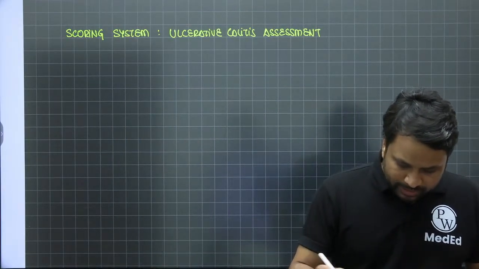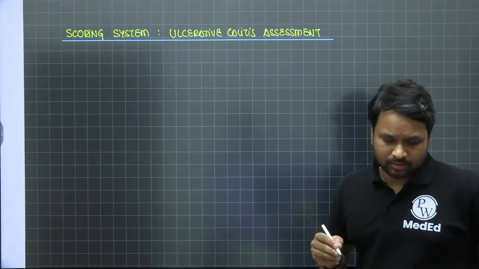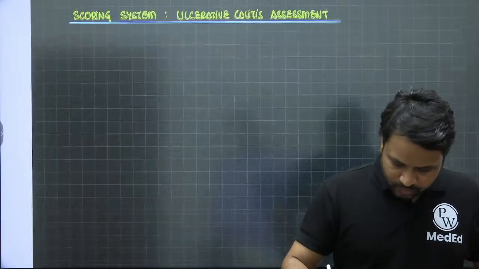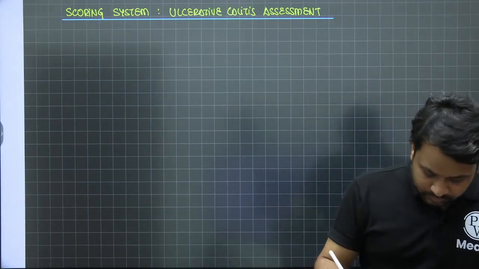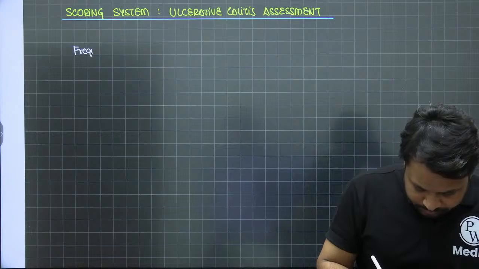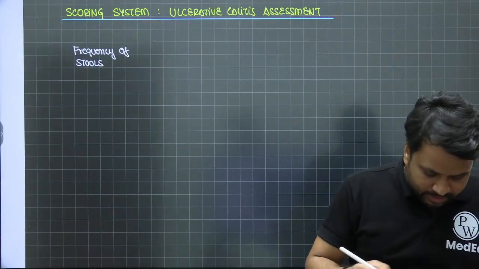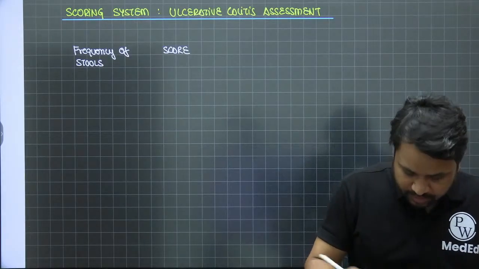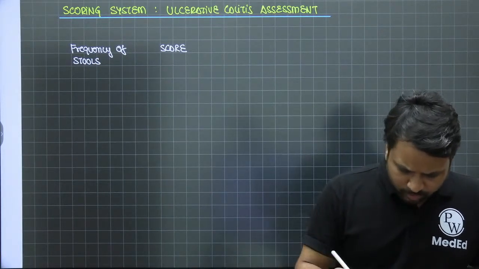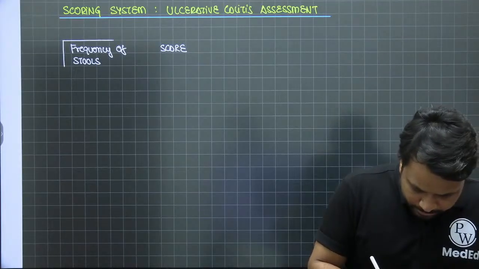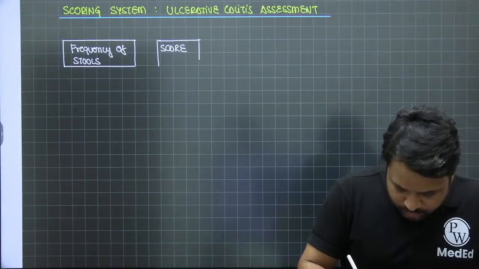Now, what all do we incorporate in this scoring systems? Okay? So the parameters that we will consider, number one is the frequency of stools. Based upon that, I will be giving a particular score. Then you have rectal bleeding. So we'll try to incorporate each individual one so that we do the scoring well. The first one is going to be the frequency of stools.